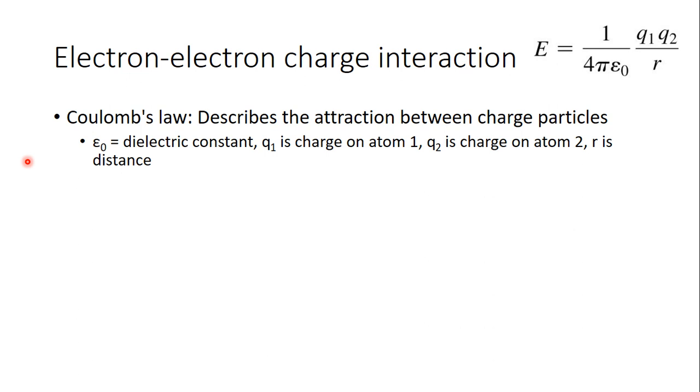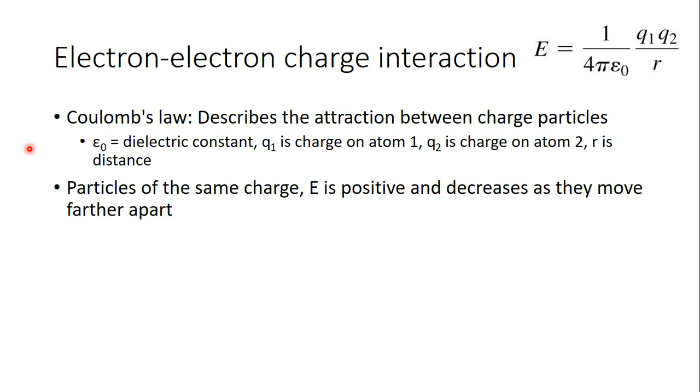For that we have Coulomb's law and Coulomb's equation. This is not an equation you'll have to memorize, but an equation you'll need to know how to use. The different terms: epsilon naught is a dielectric constant. It basically tells you how well a medium shields electric charge. For Gen Chem 1, it'll be a constant I give you. Q1 is the charge on an atom, minus 1 for an electron, plus 1 for a proton.